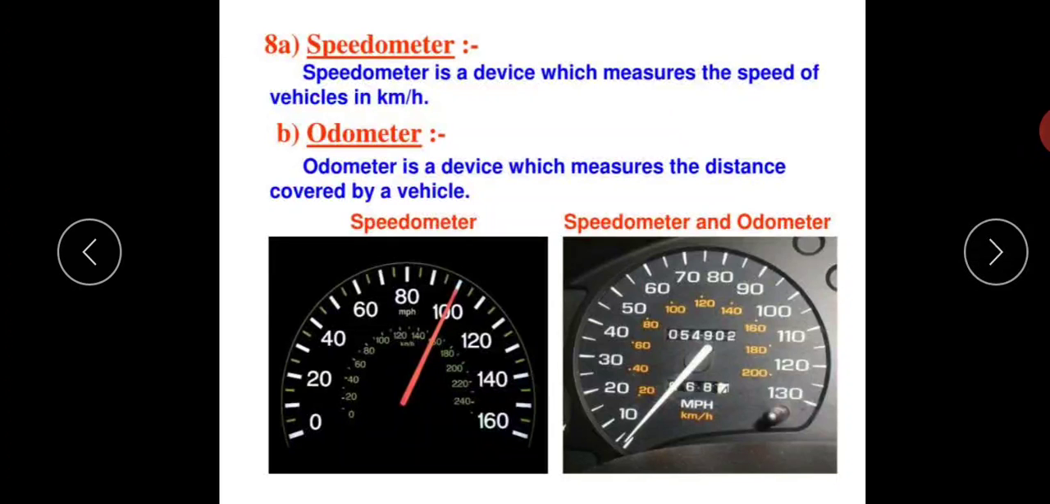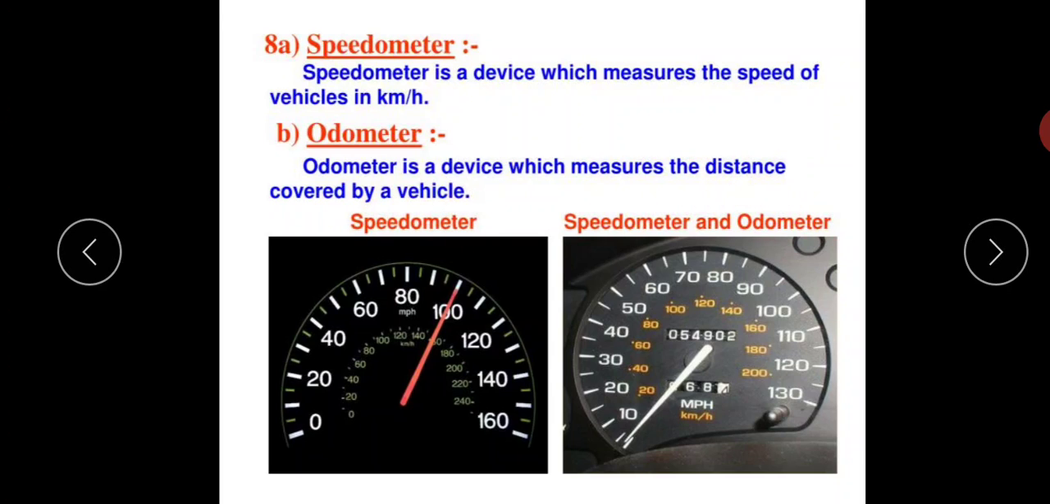In the previous class, we have discussed the devices speedometer and odometer. Speedometer is a device which measures the speed of vehicles in kilometer per hour, and odometer is a device which measures the distance covered by a vehicle.